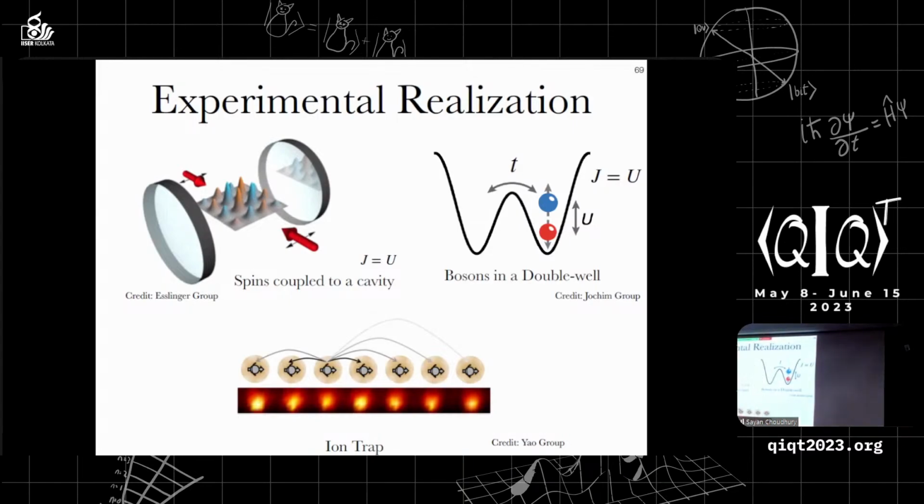So all-to-all interactions can appear. With spins coupled to cavities, for instance, you basically have photons, and with ion traps, you have long-range interactions. So one thing is that for this exact all-to-all case, the good part is that we can do simulations for larger system sizes.